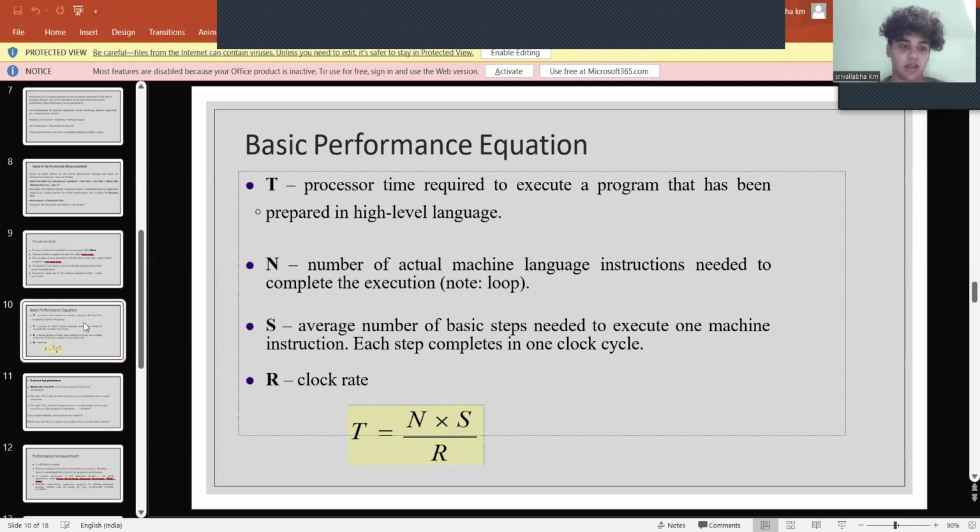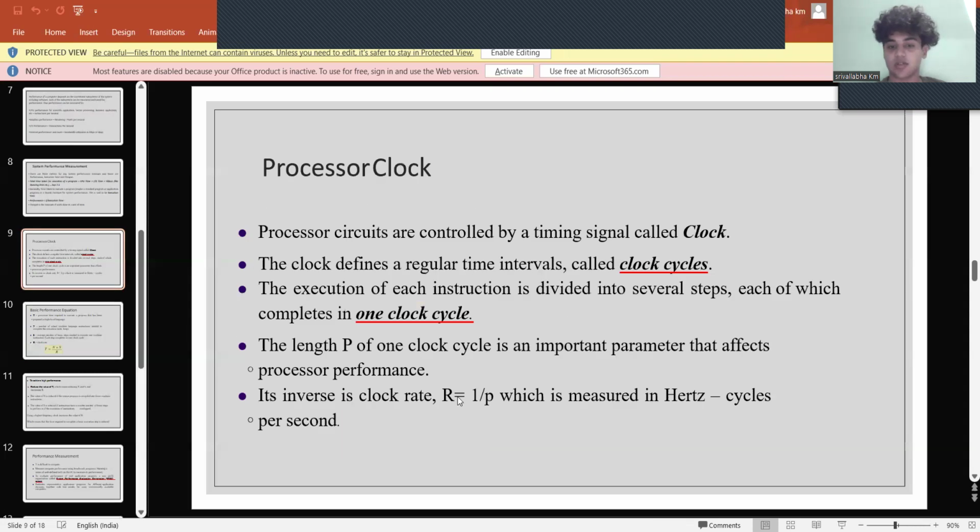In the previous part we have seen that the clock rate R is equal to 1 by P. It's measured in hertz. 1 by P is the length of one clock cycle. As the length of one clock cycle increases, the rate is decreased.